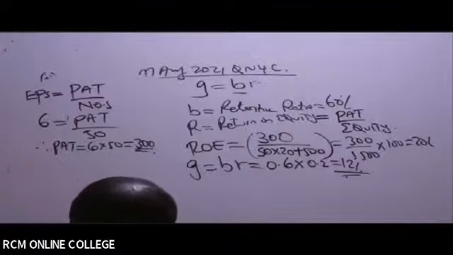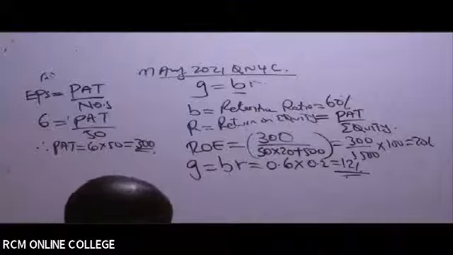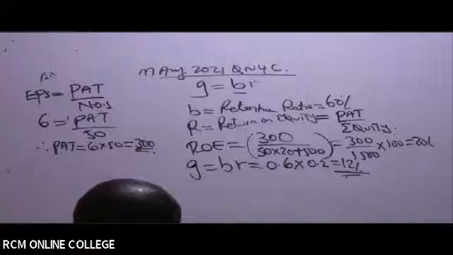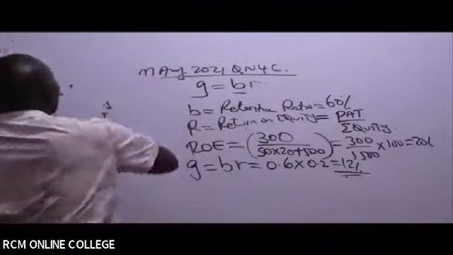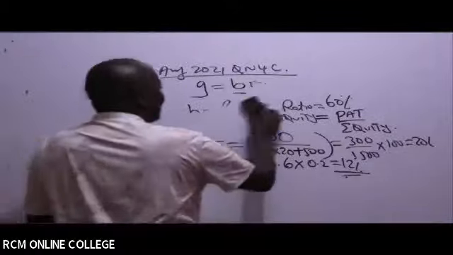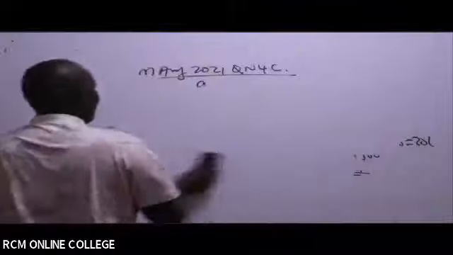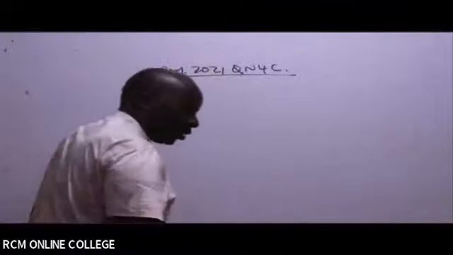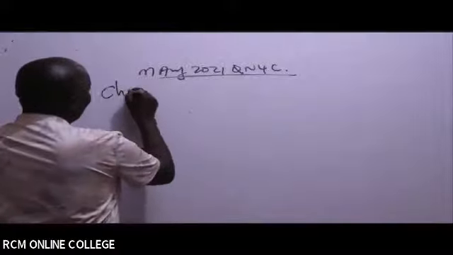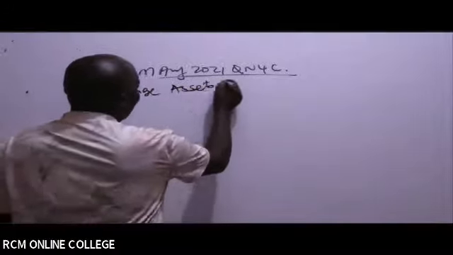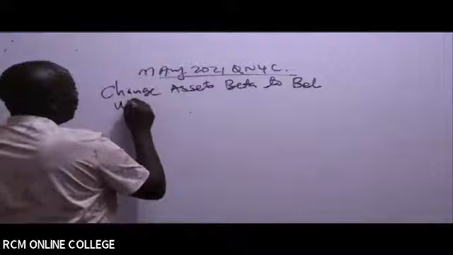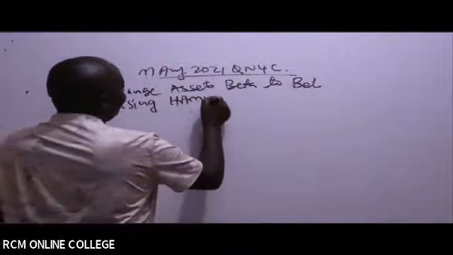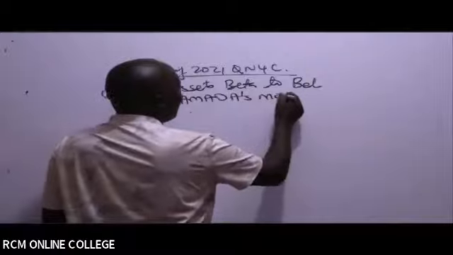Now, ladies and gentlemen, what I will do pretty fast is look at the beta given. What kind of beta has this examiner given me? This examiner has given me assets beta. And if the examiner has given me assets beta, then the first thing I would want to do is change assets beta to BEL, beta equity levered, using Hamada's model.